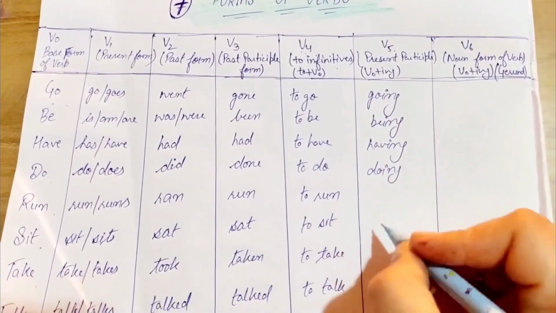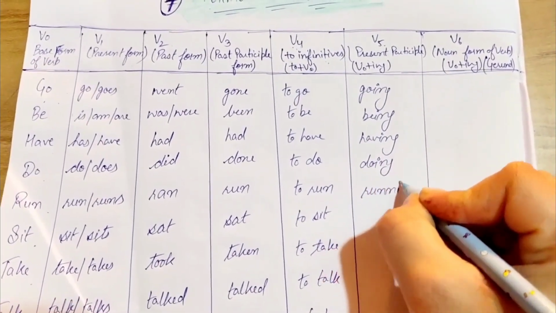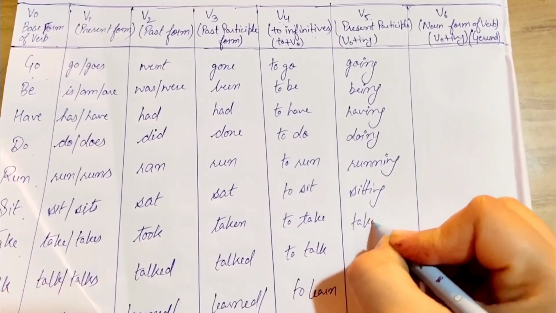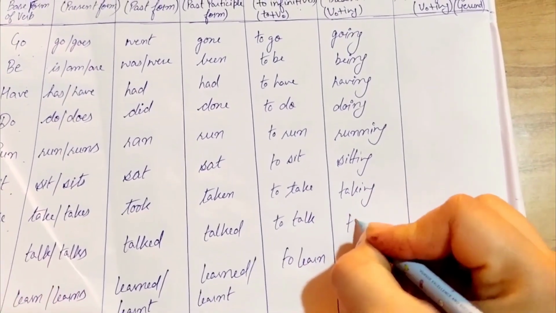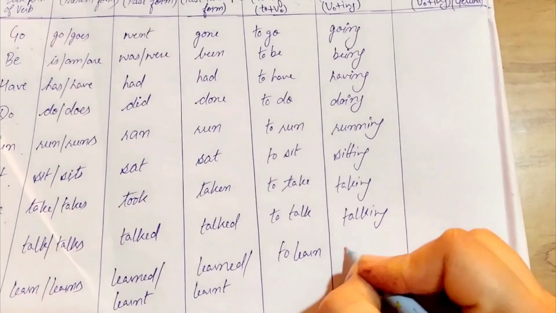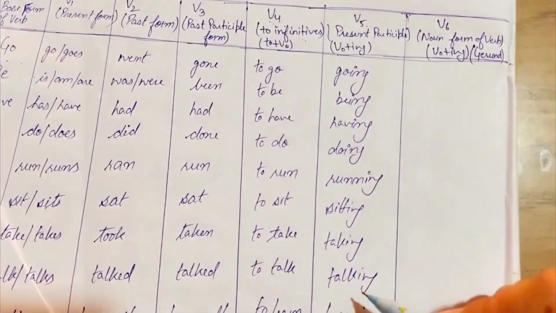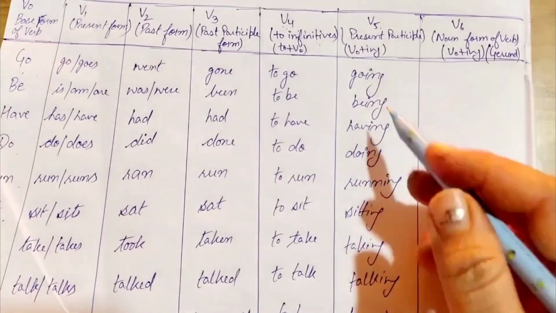From run, it will become running. From sit, it will become sitting. From take, it will become taking. From talk, it will become talking. From learn, it will become learning. These are all present participle forms which we use in continuous tenses.